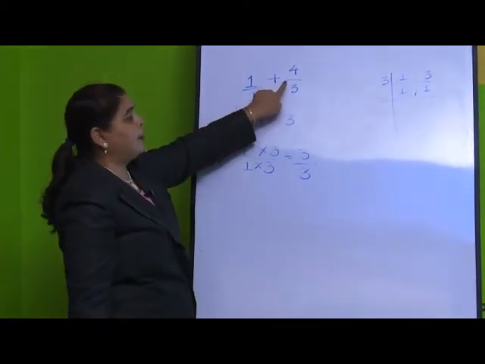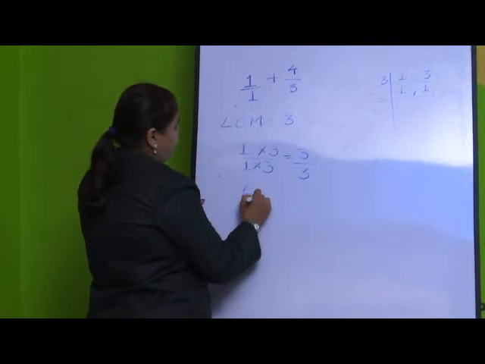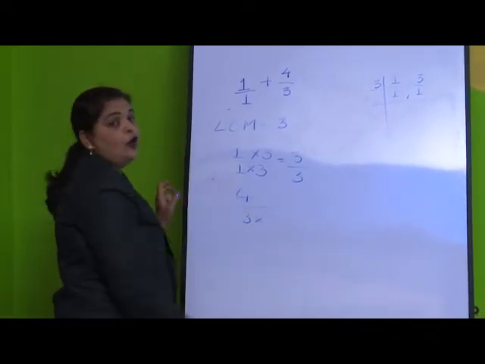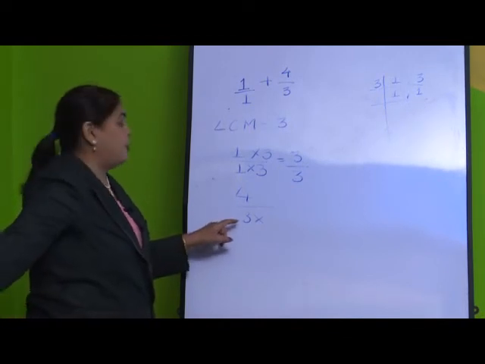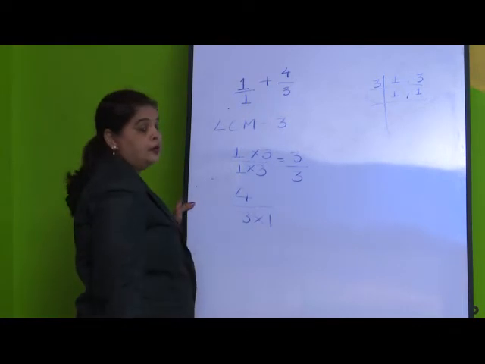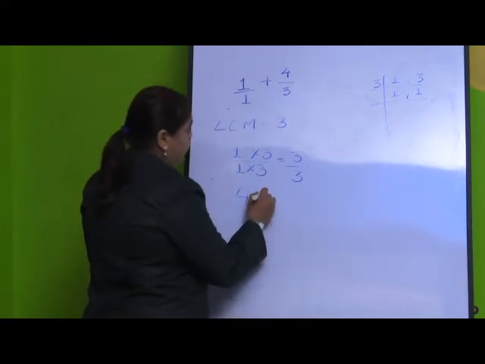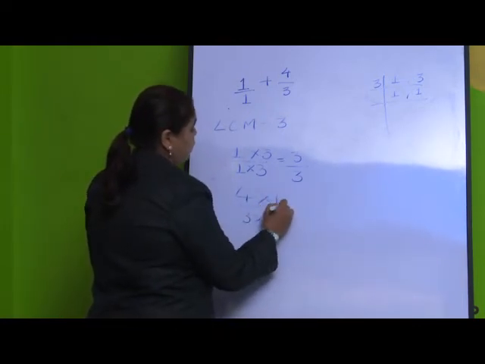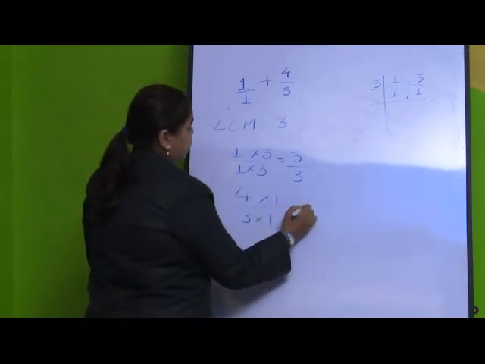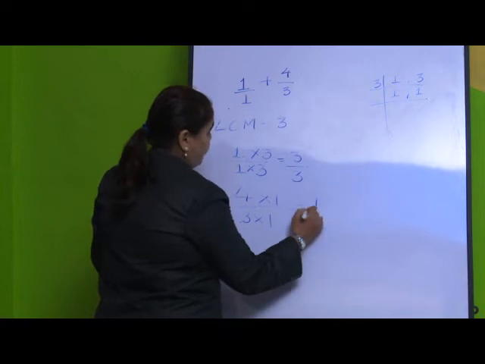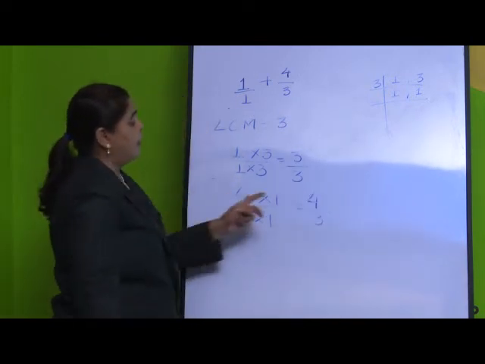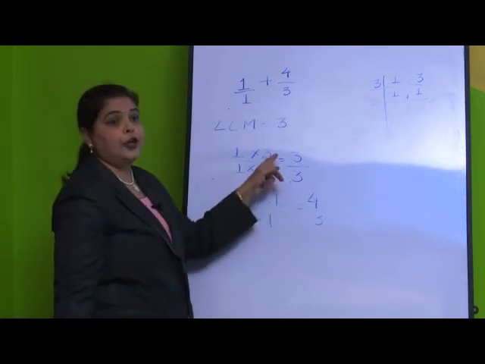Now another fraction is 4 upon 3. I have to make the denominator 3. Already we have a 3, so here we have to write 1. So multiply it again with 1 in the numerator. So what will be here? Yes, here 4 ones are 4 and 3 ones are 3. So now we have 4 upon 3 and 3 upon 3.